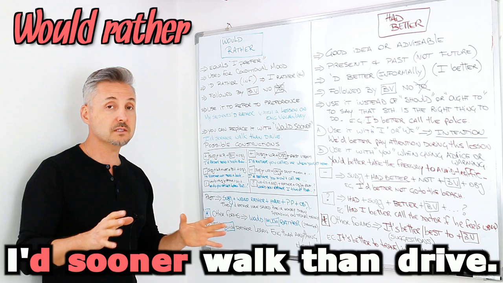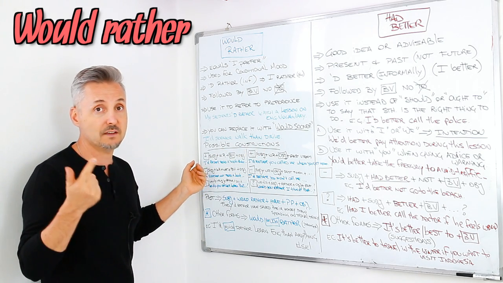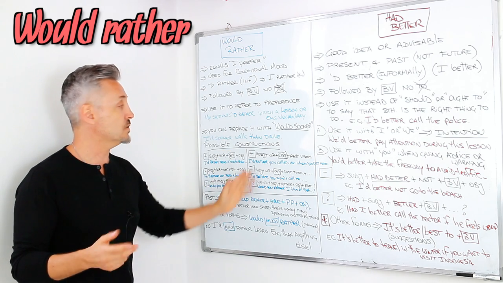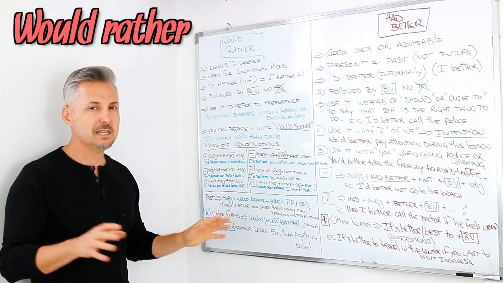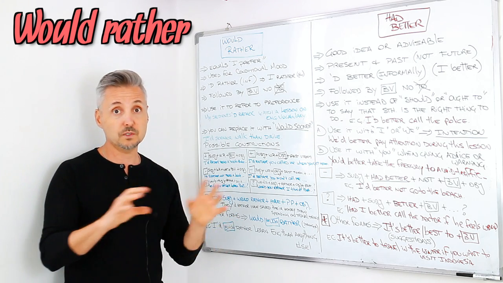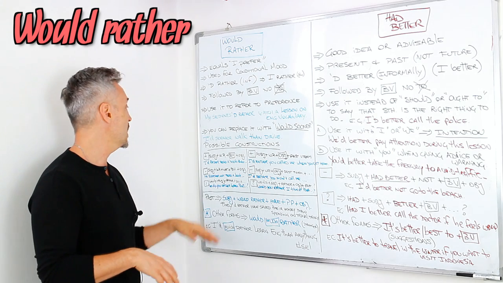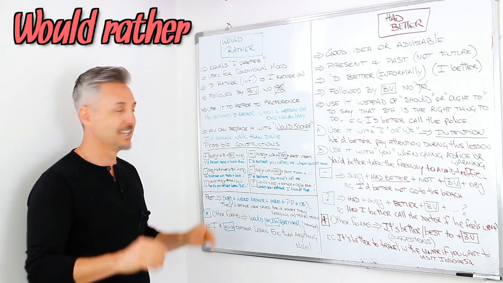Now, there are three possible constructions because we have positive, negative, and interrogative, but there are also other ways to use this form. Let's take a look at them, and you will see the examples under this video, because here it's impossible to read. I can read it myself only.